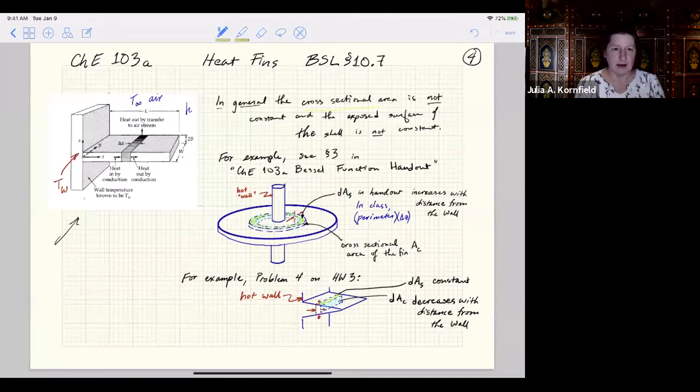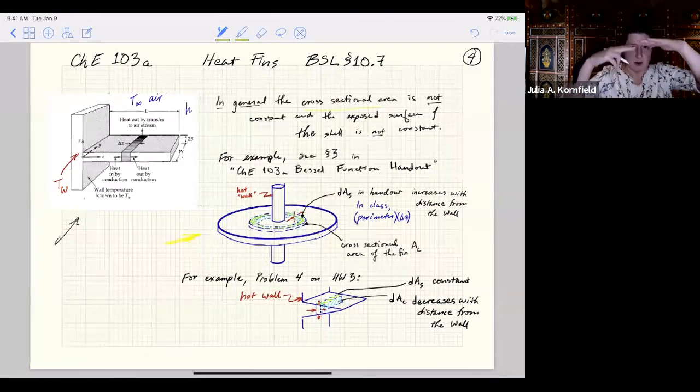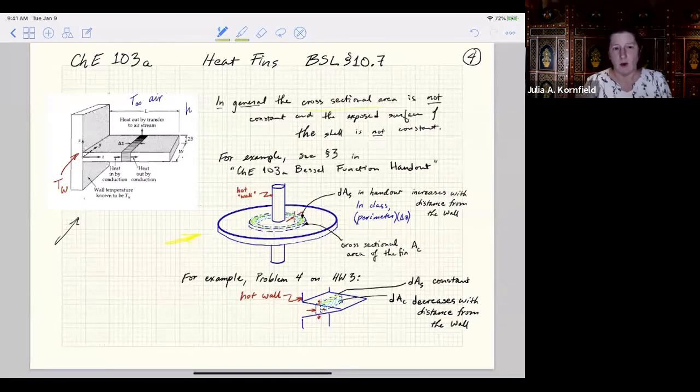Then it goes to an example, and that example is for a circular fin. And it's a great example for seeing how the cross-sectional area and the differential ring of exposed area on the top and bottom can both change with distance from the heated wall. And on the homework, you'll be asked to do a problem where you have a tapered fin. And that is another case where you have the cross-sectional area changing with distance from the wall. But the exposed surface area of each differential element remains constant.